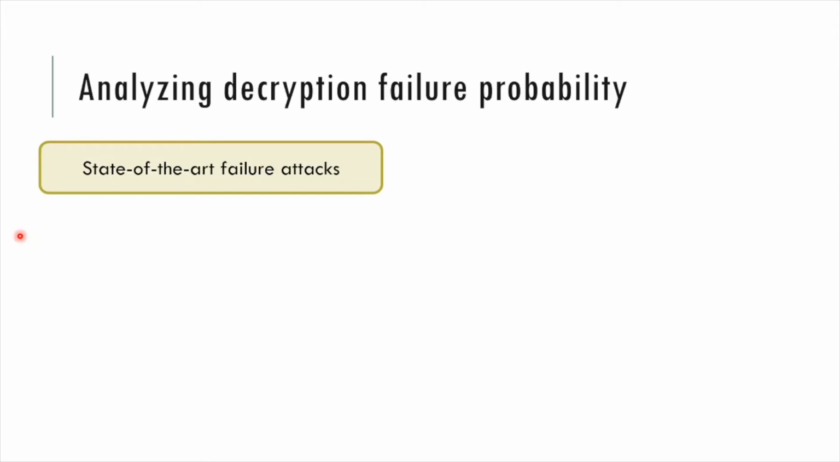So, one way to analyze the decryption failure probability is to estimate the cost of state-of-the-art decryption failure attacks. This approach leads to the smallest parameters possible, but for example, a new failure boosting attack would also lead to a re-evaluation of existing parameter sets. Another way to analyze the decryption failure probability is to use security reductions.